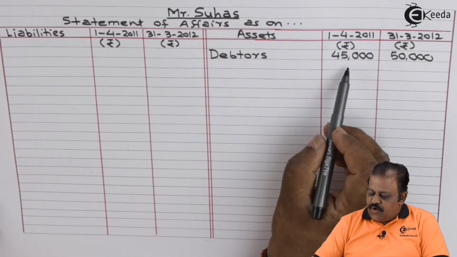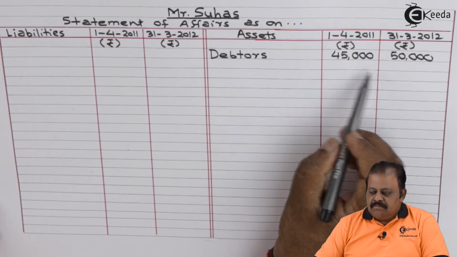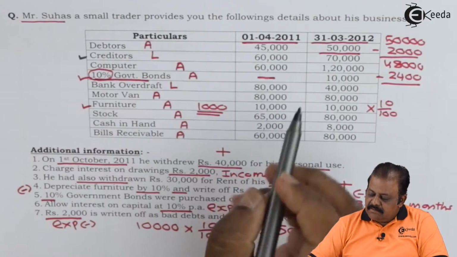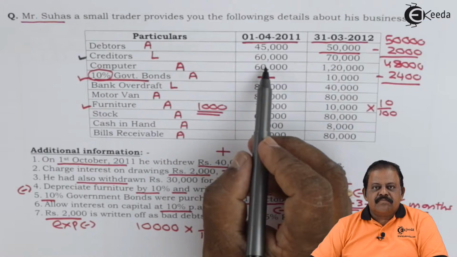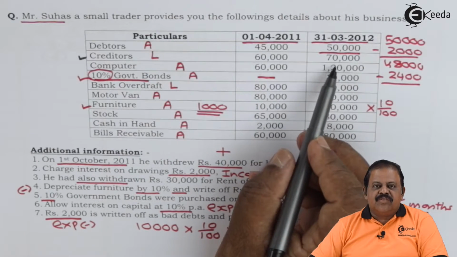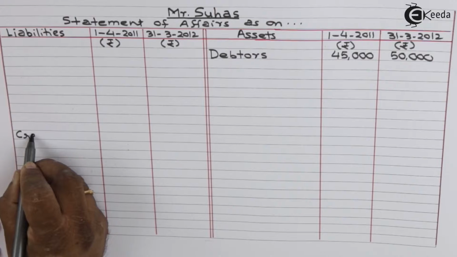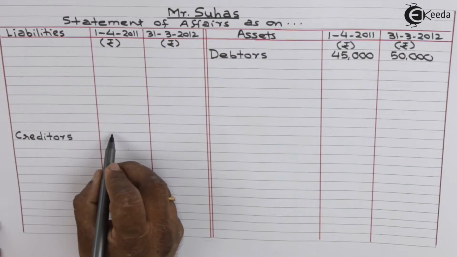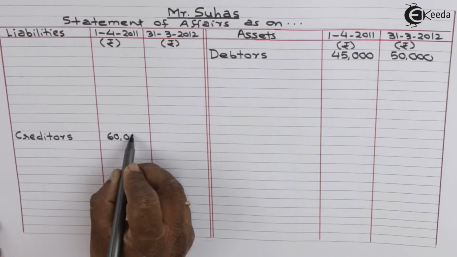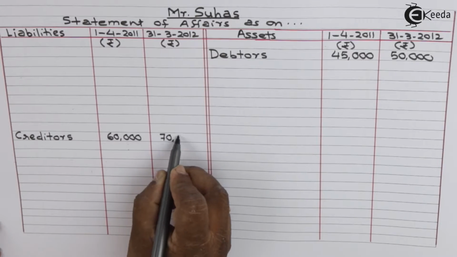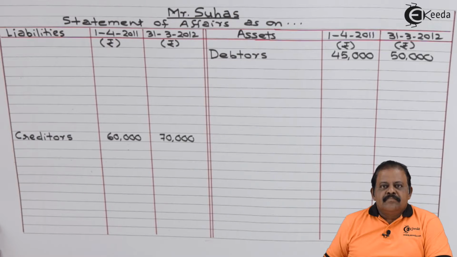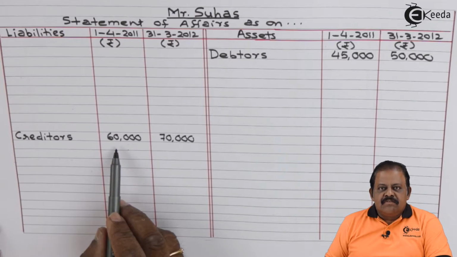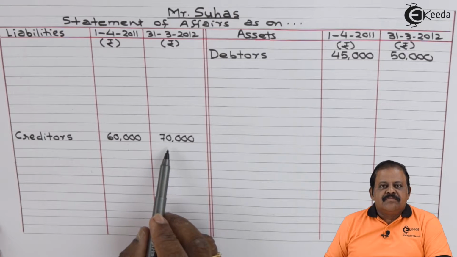Asset side, debtors 45,000, 50,000. Next, creditors, opening 60,000, closing 70,000. Liability side, creditors opening 60,000, closing 70,000.